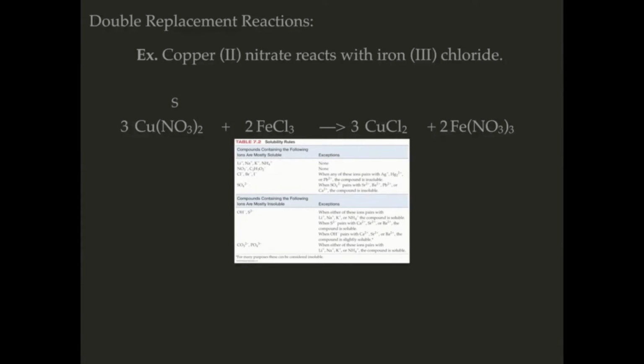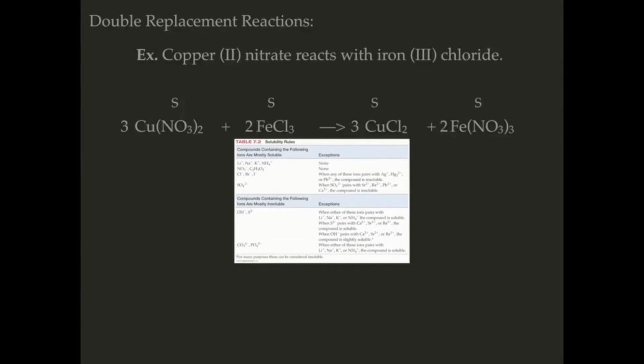Now I'm going to look at chloride. Okay, Cl- is soluble except when it's paired with silver, mercury, or lead. Well, iron is not silver, mercury, or lead, so therefore that's going to be soluble. Okay, copper chloride, again, is going to be soluble because it's not one of the exceptions. And then iron nitrate is going to be soluble because nitrates are always soluble.